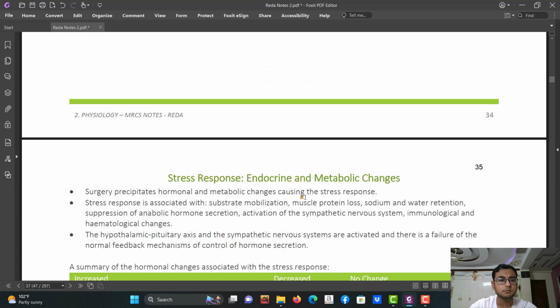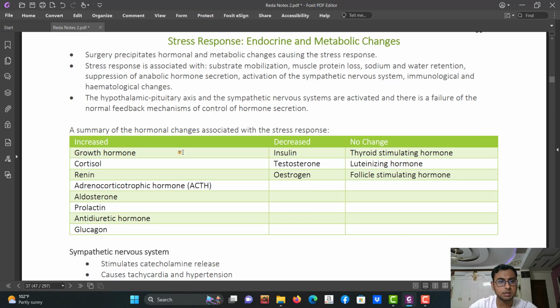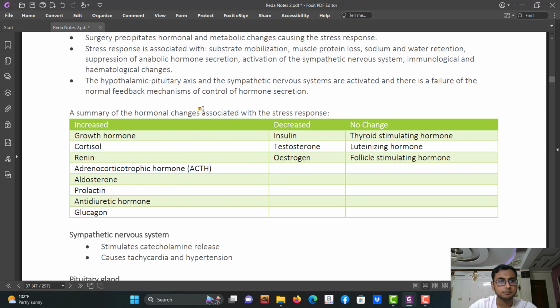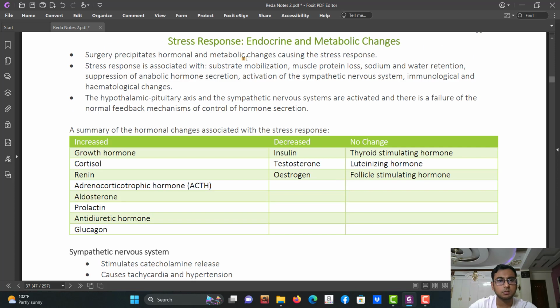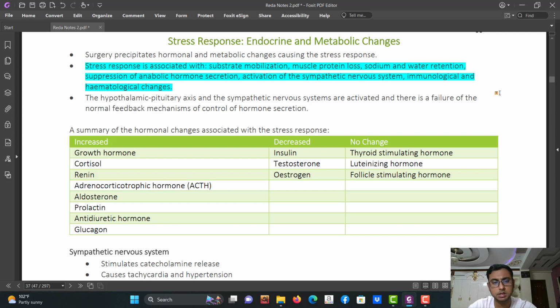Okay, now the other stresses. So in short, please see here, surgery precipitates hormonal and metabolic changes, and the stress response is associated with substrate mobilization, protein loss, that is catabolism, and sodium and water retention followed by edema. Okay, and some suppression of anabolic hormones and activation of the sympathetic nervous system, with immunological and hematological changes. So you can read here for proper acquisition.